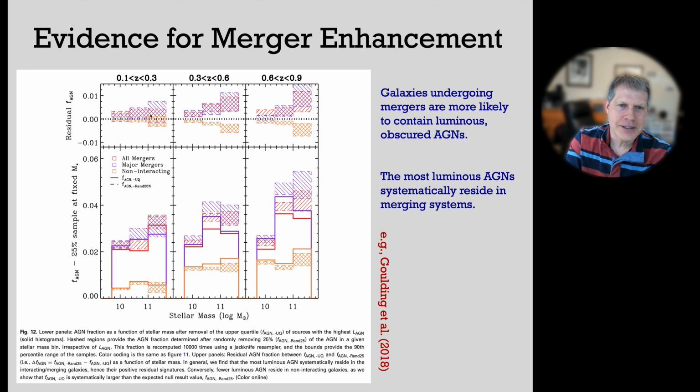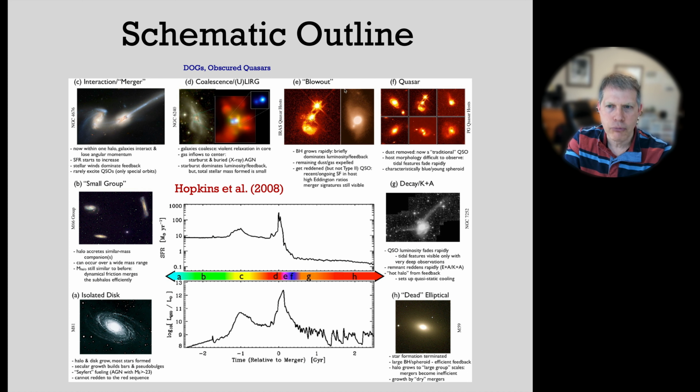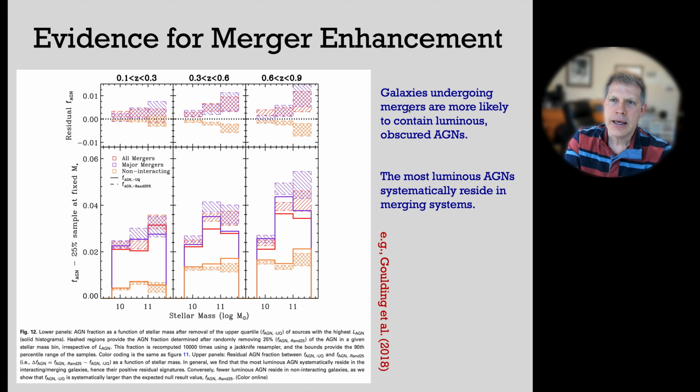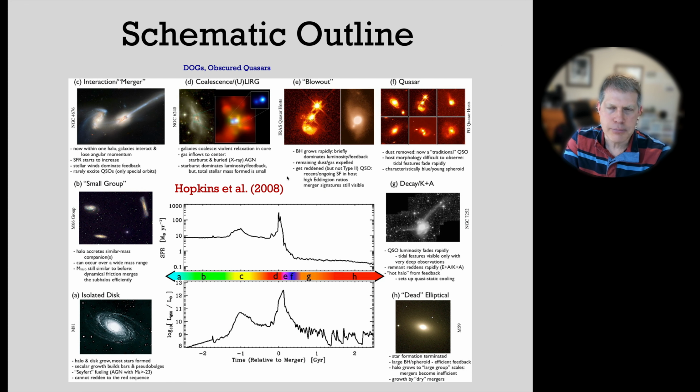Furthermore, this is a busy plot with many things going on. You can pause the video and read the caption and puzzle it out if you want. But essentially, these residuals here are also used to show that if you look at the most luminous AGN systems, they systematically reside in merging systems even more than the lower luminosity systems do. That's what this breaking apart of these residuals here is showing. And so that's another fact emerging from this. All of this is in pretty good qualitative agreement with the broad expectations from a picture like this. Galaxies undergoing mergers are more likely to contain luminous obscured AGNs, just like you would expect here.